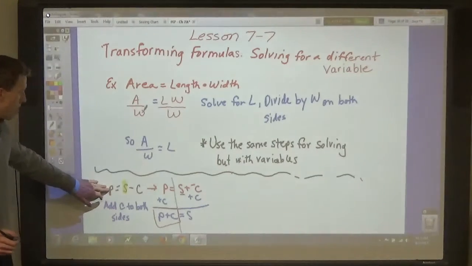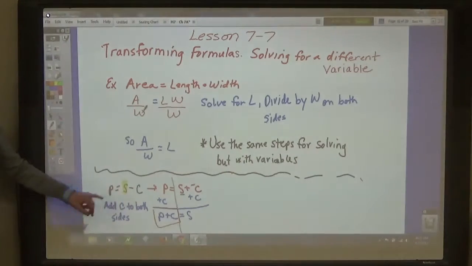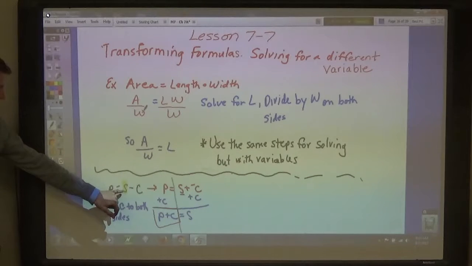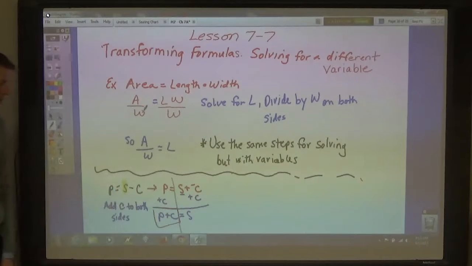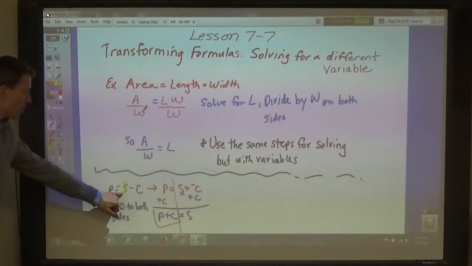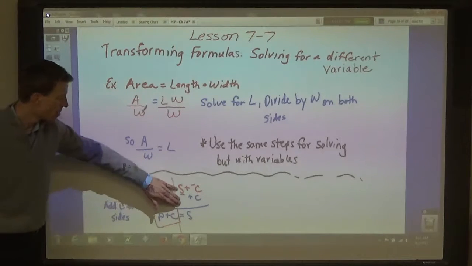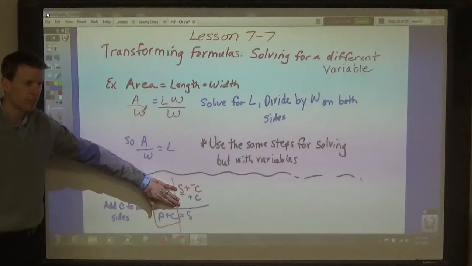Let's look up here on this one. This was an addition and subtraction problem. And it's the formula that's just given. I'm not sure where this formula comes from, but P is equal to S minus C, or S plus negative C. Okay? Look up here. So, if we wanted to solve this for S, so that the S is by itself, what is on the same side as S? Jeremiah.